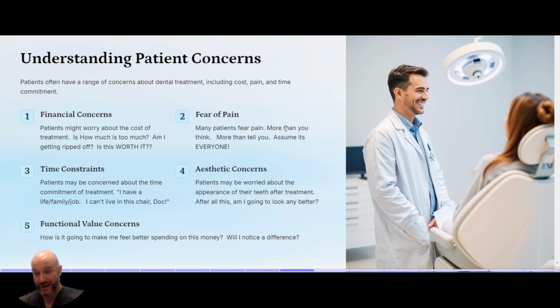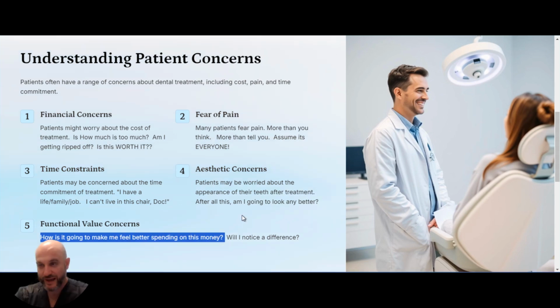Many patients fear pain more than you even think. Assume it's everyone. I have many scared boomers in my practice who have a knee on the chest story or a Novocaine doesn't work story. I will have patients who are in their 60s, 70s, and 80s, and they will look me in the eye and say, Doc, what is the point of me fixing my teeth or replacing these missing teeth if I'm going to be dead soon?